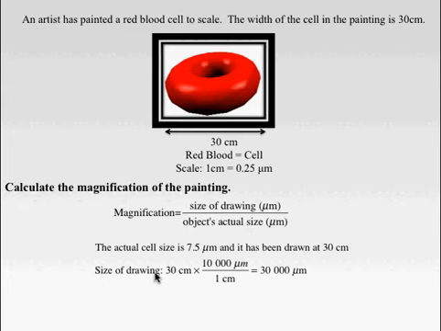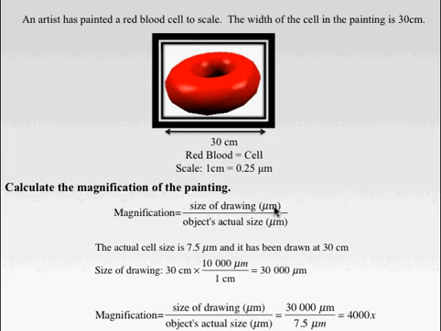So the size of the drawing is 30 centimeters, and we know that in 1 centimeter there are 10,000 micrometers. Multiplying these values together, the centimeters is going to cancel with the centimeters, and we're going to be left with 30,000 micrometers. But that's not our answer. That's just the size of the drawing, the numerator in our formula. The object's actual size we figured out in the previous question was 7.5 micrometers. So if we divide those two values together, we'll get 4,000 times.